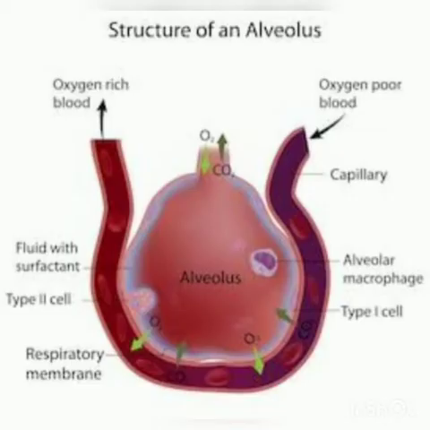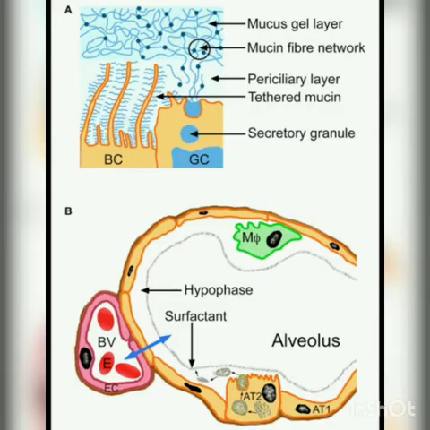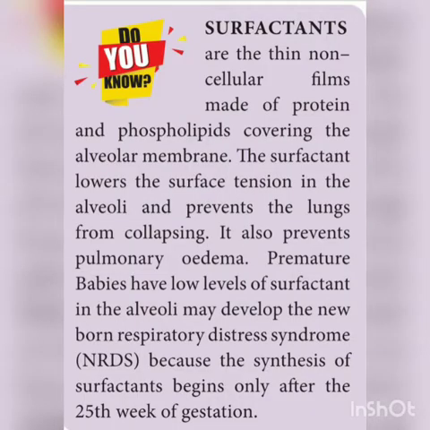And then you have to go through about the various layers. What are the 3 layers of alveoli? So alveoli has 3 different layers, the diffusion membranes where exchange of gases takes place. Okay. Then you have to go through what is meant by surfactant. What is surfactant? Surfactants are thin non-cellular films made up of proteins and phospholipids covering the alveolar membrane. Okay. So 2 marks or 3 marks it will be asked.